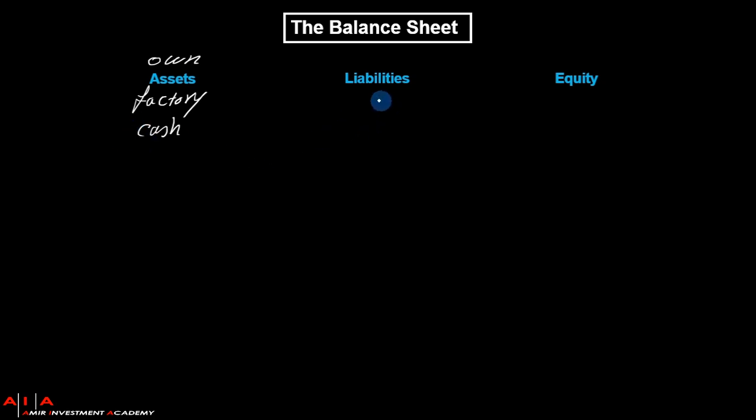Now, when it comes to liabilities and equity, these two tell us the story of how these assets were acquired. If assets are whatever the company owns, liabilities are whatever we owe. We can think of a loan, let's say. A loan is a liability. Any sort of obligation that we have to a third party is a liability. If you've bought something on credit, that's a liability too.